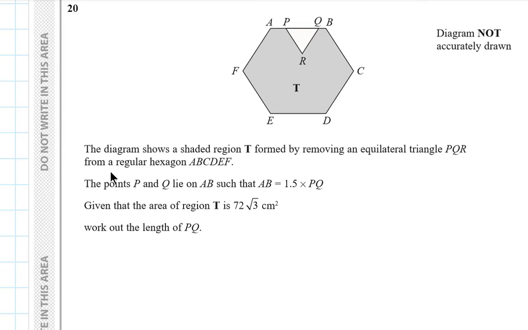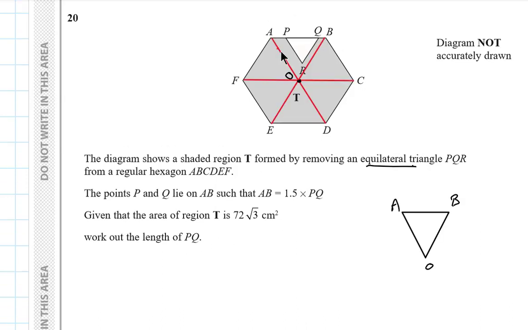Okay. Question 20. The diagram shows a shaded region T formed by removing an equilateral triangle PQR, where all sides are equal and each angle is 60, from a regular hexagon ABCDEF. The points P and Q lie on AB such that AB is equal to 1.5 PQ. Given that the area of region T, the shaded region, is 72 root 3 centimeters squared, work out the length of PQ.